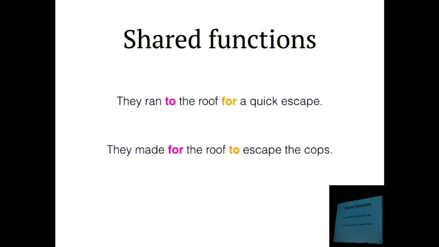Okay, so one characteristic of these prepositions is that sometimes you can use different prepositions for the same purpose. So you can say they ran to the roof for a quick escape, or they made for the roof to escape. And the functions of "to" and "for" are basically swapped between these two sentences. So the basic goal of the work described in this talk is to come up with labels that can be used to disambiguate the token.